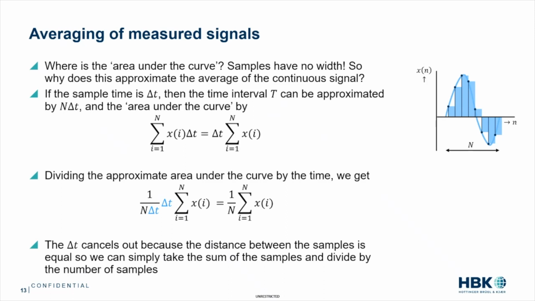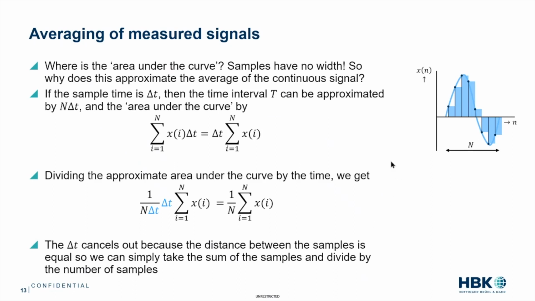But we should notice here that the delta t cancels out because the distance between the samples is equal. So we can simply take the sum of the samples and divide it by the number of samples in this case. But that is only allowed here because I am dealing with a sampled signal that is equidistant. So the time between all of the samples is equal.